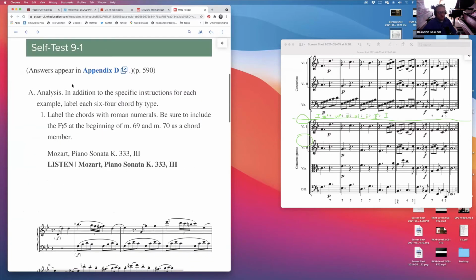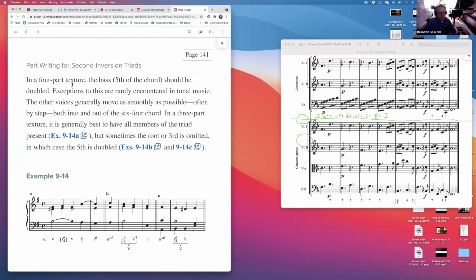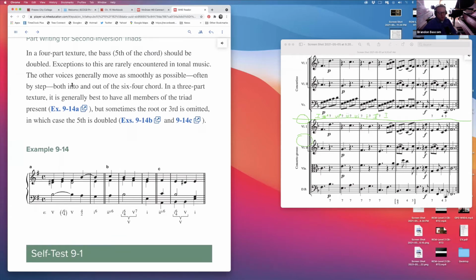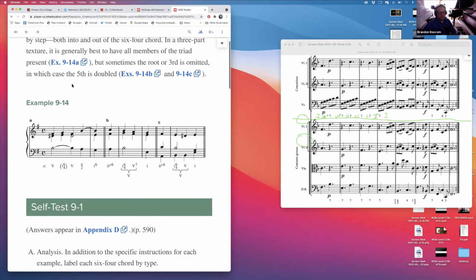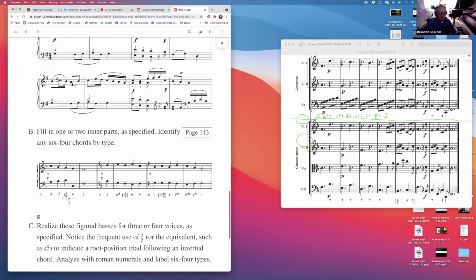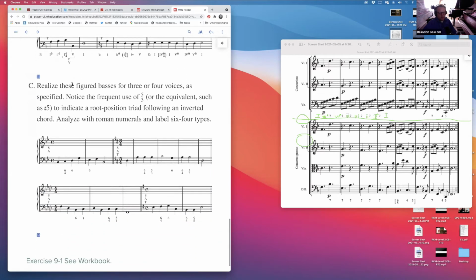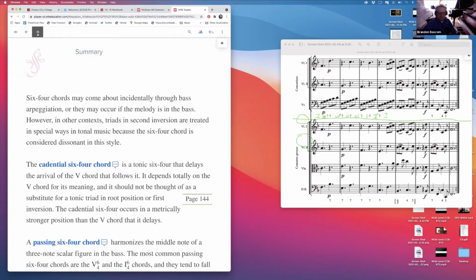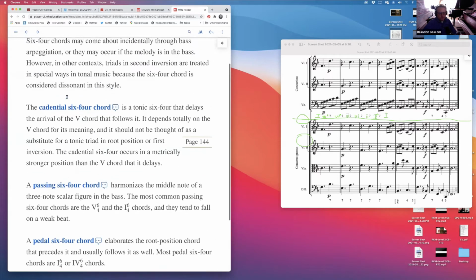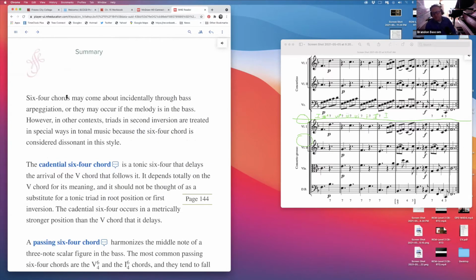Cool. Now it's chapter 9. They say to double the bass in a 5 chord. We did this self-test and did a bunch of analysis. We filled in inner parts. We realized figured bass. And you're all pro stars at all of that, right? Here's our summary. We just said all that. Questions on chapter 9? Seeing none, hearing none, moving on to chapter 10.